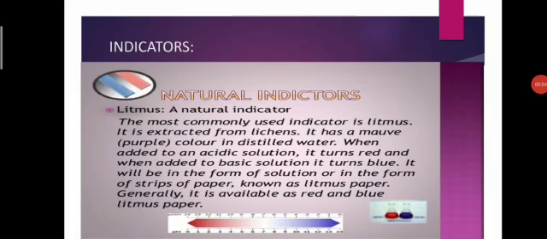So in the second part of acid, base and salt, we had already discussed natural indicators. Now we know that litmus is a natural indicator, and what color it gives with a base. When it is added to an acidic solution, it turns blue into red, and when it is added to a base solution, it turns red into blue.